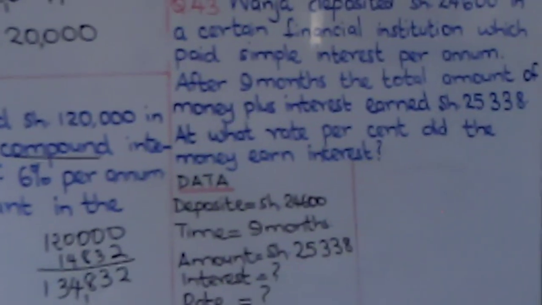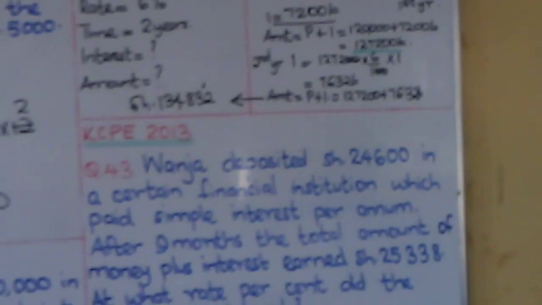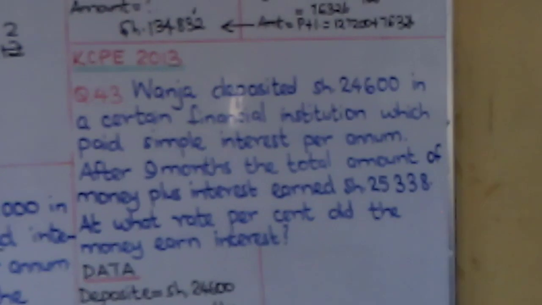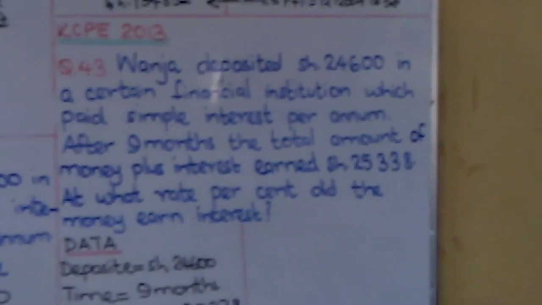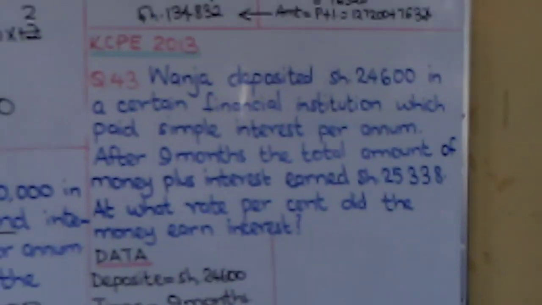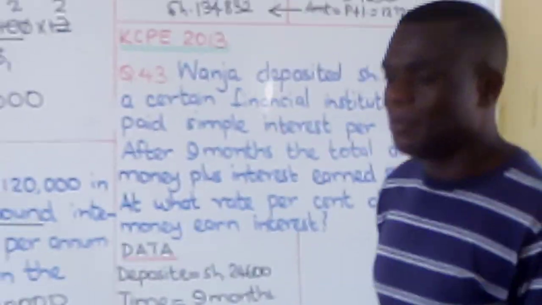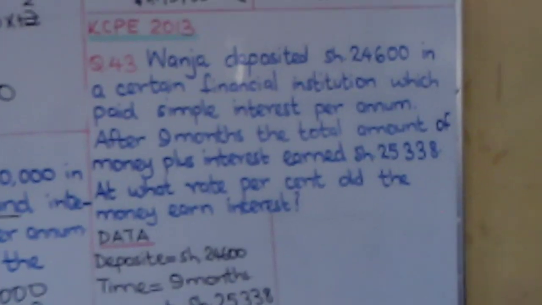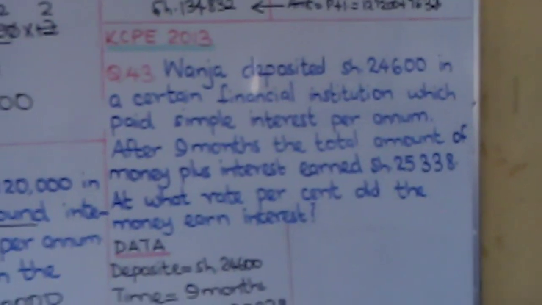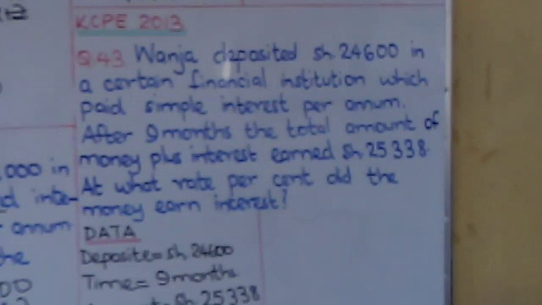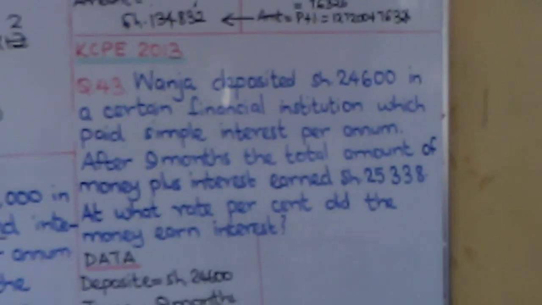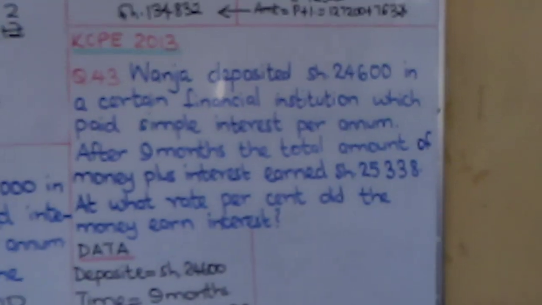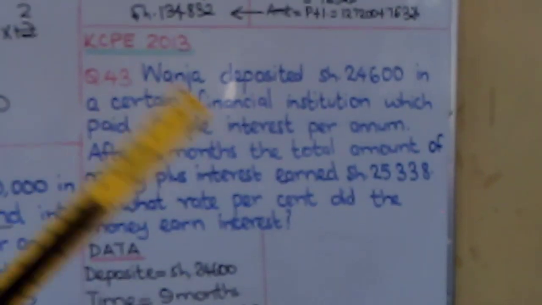Having done that, boys and girls, let's come to the last question today. KCPE 2013, question number 43. Once again, I would want it to be read by girls. Boys, you wait as the girls read this question. Somebody said somewhere that girls are more eloquent when it comes to reading. Let us prove it today. The next question will be read by boys, so don't you be jealous.